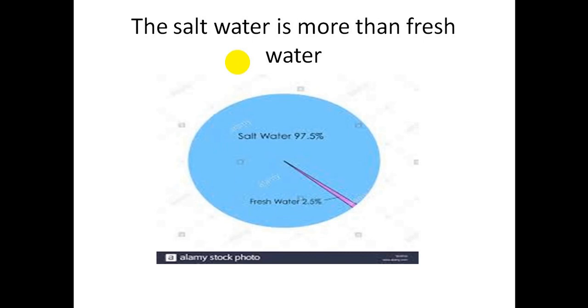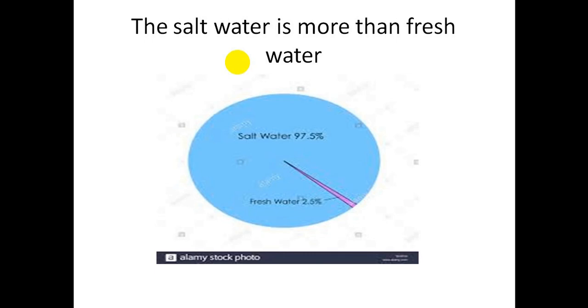We find the fresh water in rivers, underground, and some lakes. While salt water, of course, is mostly in oceans and also seas, and some lakes as well. This is, for example, like if you have 100 cups of water, 97 cups will be salt water and only 3 cups will be fresh water. This is an example to imagine how much fresh water we have.